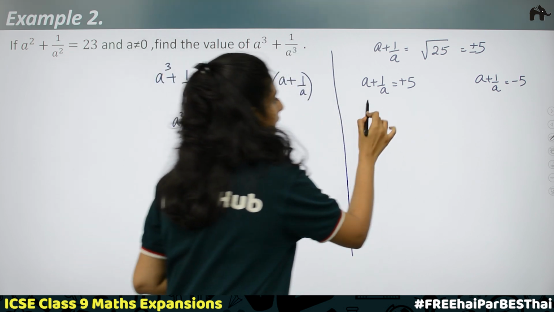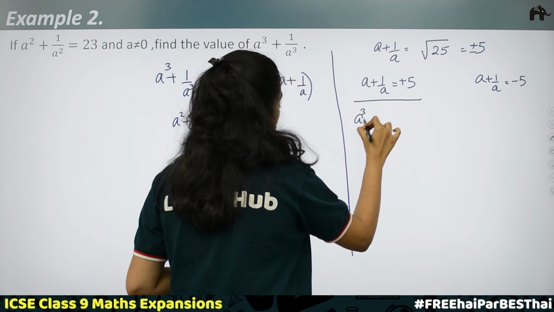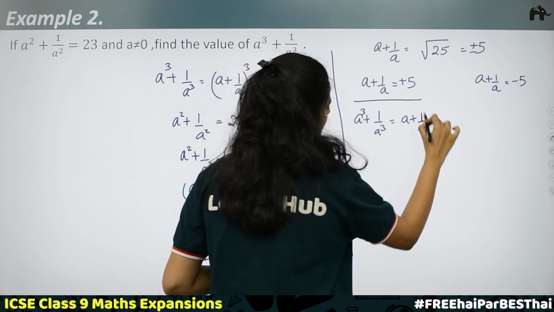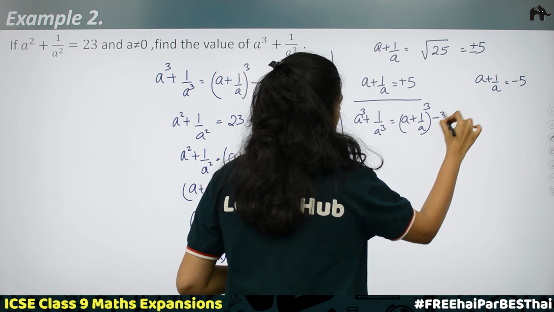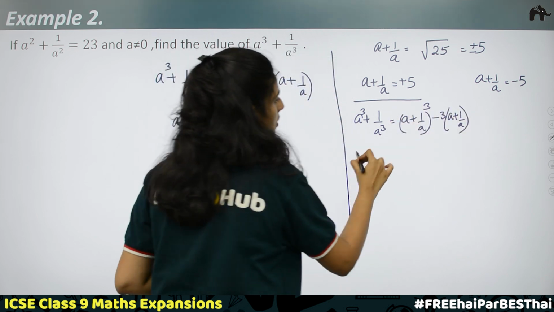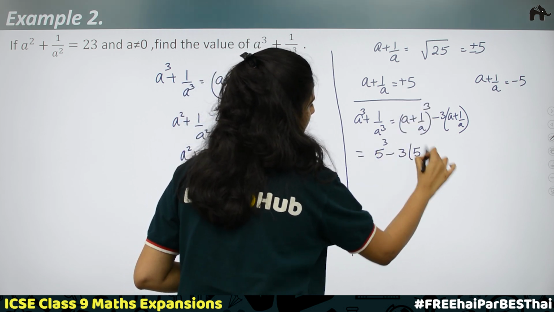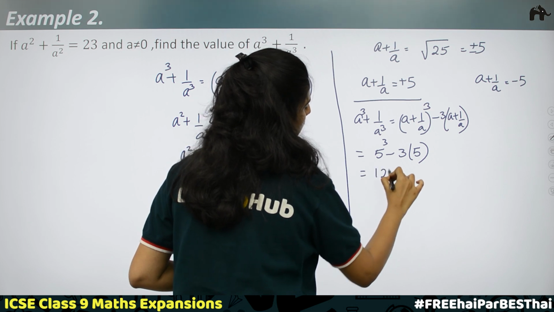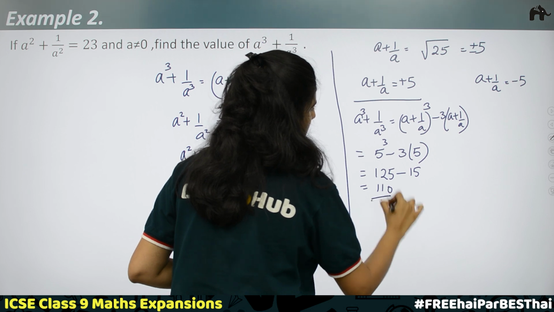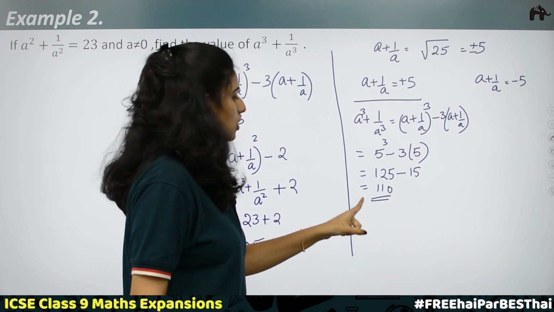Okay. First, when a plus 1 by a is equal to positive 5, a cube plus 1 by a cube will be equal to (a plus 1 by a) whole cube minus 3 into (a plus 1 by a). Put the value, this is 5 cube minus 3 into 5, which is equal to 125 minus 15 equal to 110. Okay, we get 110. A cube plus 1 by a cube is equal to 110.